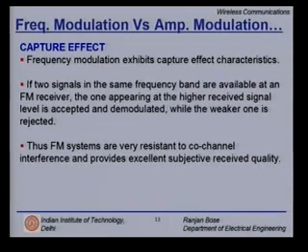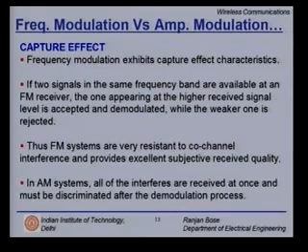Thus, FM systems are very resistant to co-channel interference and provide excellent subjective received quality. No such luck for AM. In AM systems, all the interferences are received at once and must be discriminated after the demodulation process. Many times it is impossible to separate the co-channel interference if you receive it in AM systems. That is not the problem with FM system. This is called the capture effect.